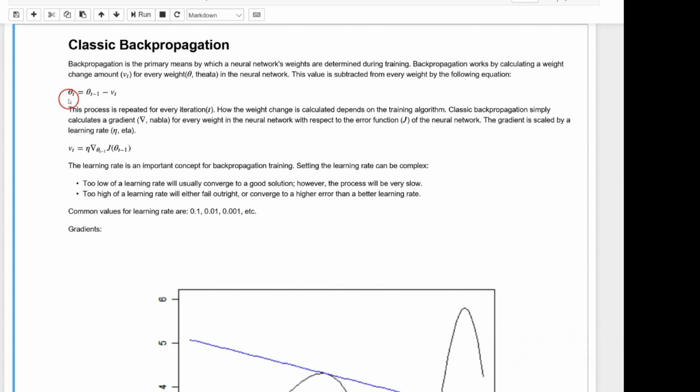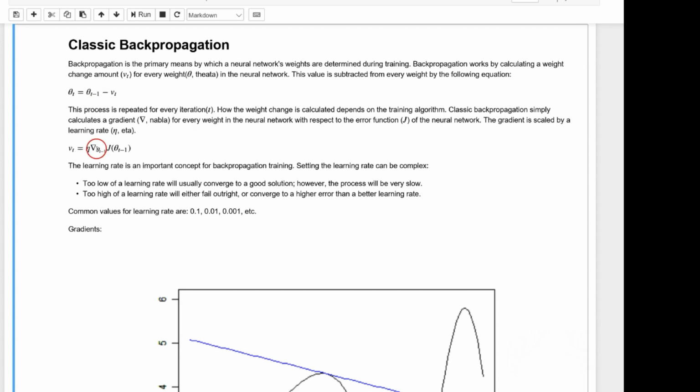This just says that t is the current epoch or time. The weights, theta, for the current time are equal to the weights from the previous time minus v at the current time. V at the current time is a vector, and all of these are vectors that hold the amounts that we're going to change each of the weights by. So this doesn't tell us a whole lot by itself. It just says that we are going to change the weights at each time by this vector of change amounts.